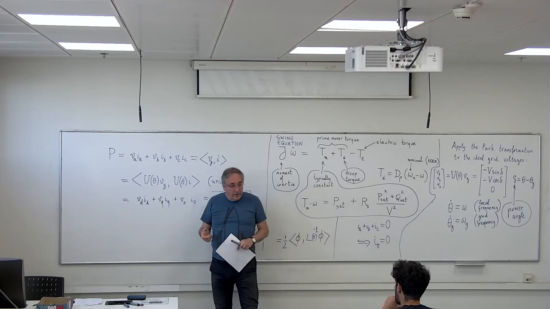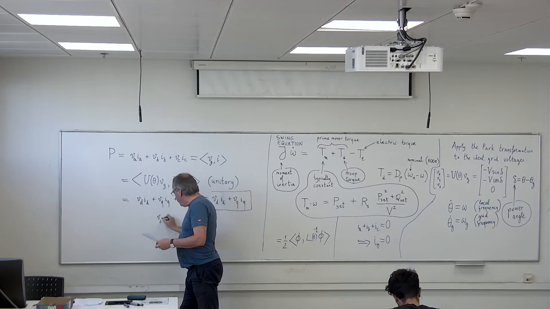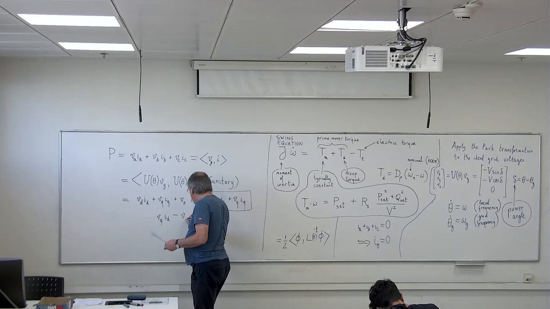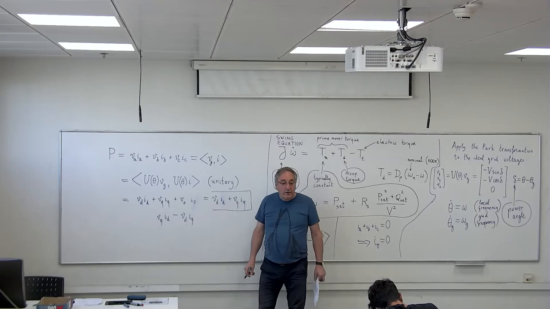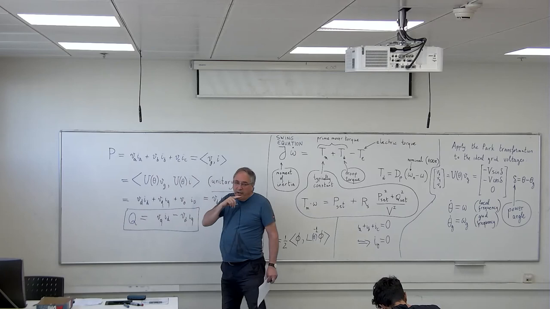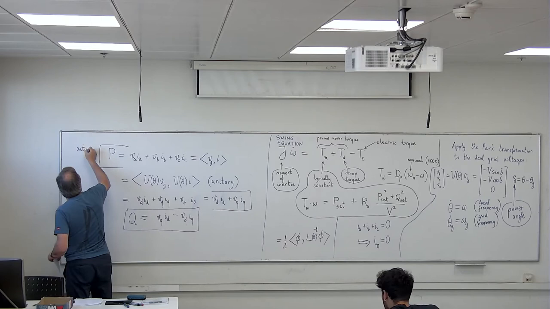But if we write it in terms of coordinates, then the vector product between the two would be VQ ID minus VD IQ. This would be the vector product between the two vectors. And this is called the reactive power, which the machine, or in fact any device, is sending to the grid. So this is active power, and this is called reactive power.